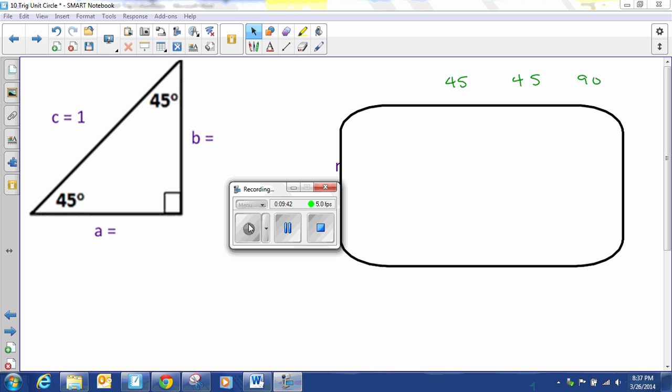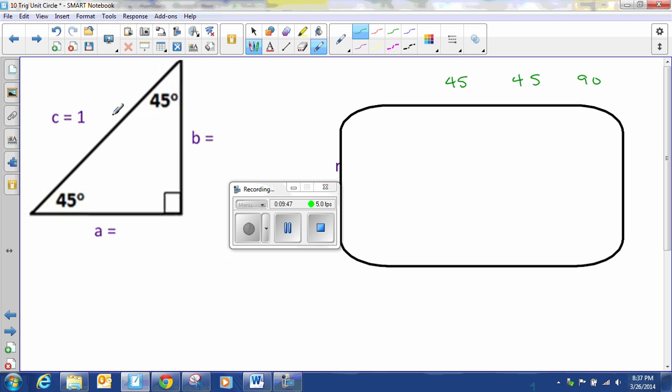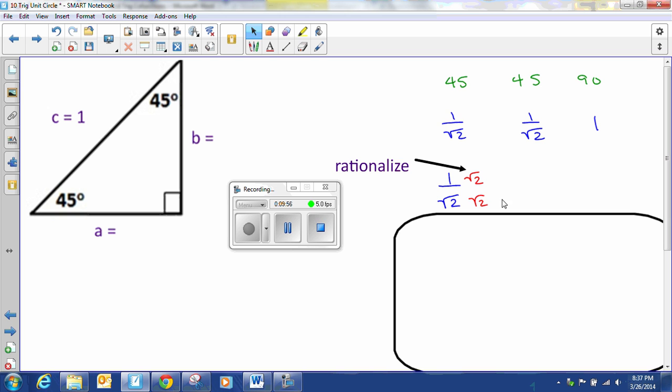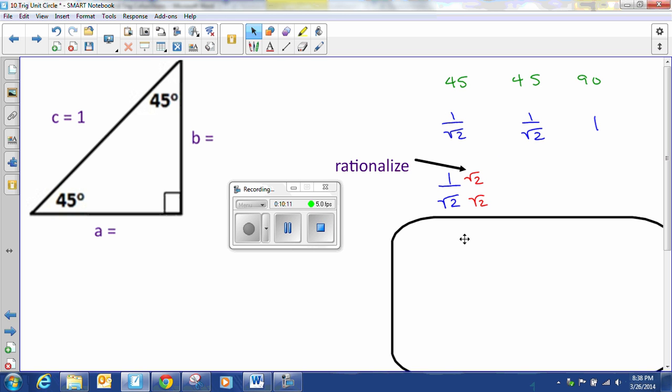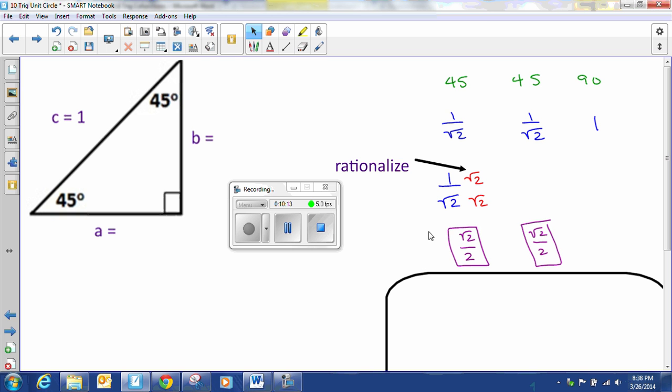Okay, I want you to think back to 45, 45, 90 special right triangles. And you'll understand why in just a minute. So here we have our hypotenuse is 1, and if you remember, the relationship is whatever the legs are, it's x times square root of 2. But because we know what the hypotenuse is, we want to go backwards, we have to divide by square root of 2. So 1 divided by square root of 2 needs to be rationalized, and therefore the legs are both radical 2 over 2.